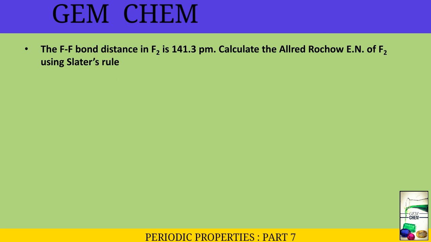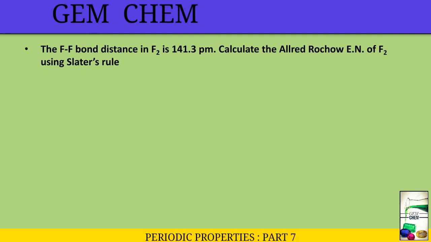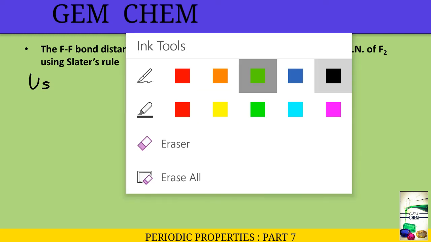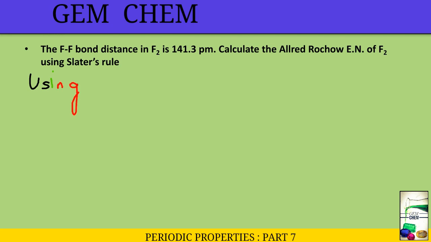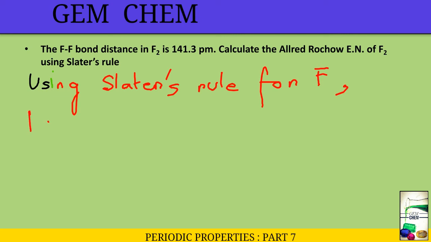Now first, as fluorine is being given, so we will use Slater's rule for fluorine. We know the grouping, how to group it. Now if you have not seen the video on Slater's rule, please do watch it. It is already given in the channel. I will give the link in the description box as well as the I button present above this video. So this is how it is grouped.